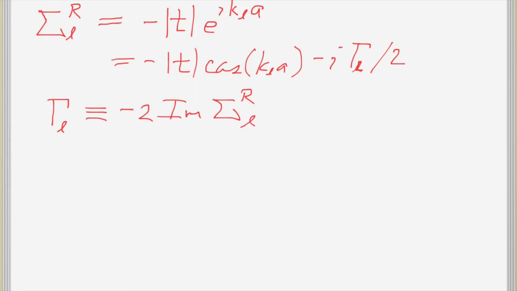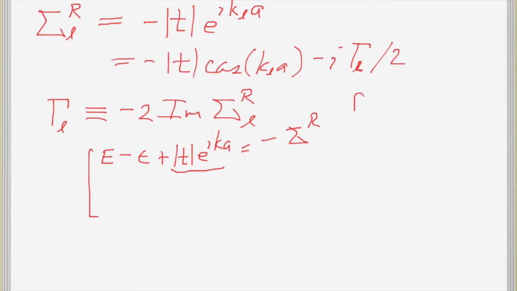So we have the new corner term that shows up in our Hamiltonian, right? We have an E minus epsilon plus magnitude t e to the i ka. This new corner term is equal to, by definition, the negative of the self-energy, because we're going to define this in a minute as E minus H minus sigma. This is the form. So just by comparing those two forms, that's why I'm pulling out a negative sign there.